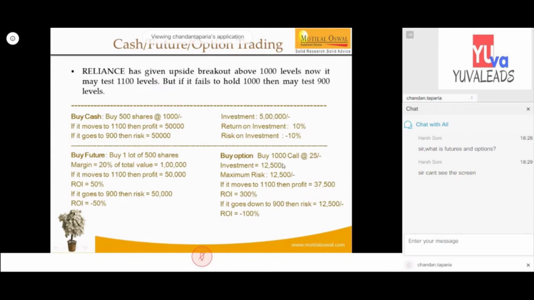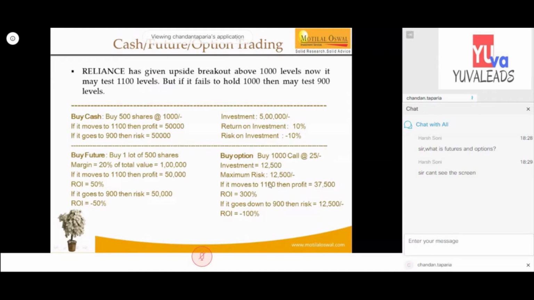Now, similarly, let's say I bought the Reliance 1,000 call at 25 rupees. So my maximum risk is 25. Here I'm buying 500 quantity everywhere, so my investment is 12,500. After buying the 1,000 call at 25, even if Reliance goes to 400, 500, 900, 800, my maximum risk is 25. But if Reliance goes to 1,100, I'm in profit. My break even is 1,000 plus 25, because I'm ready to buy Reliance at 1,000, and that's why I'm paying the premium of 25. My break even goes to 1,025.